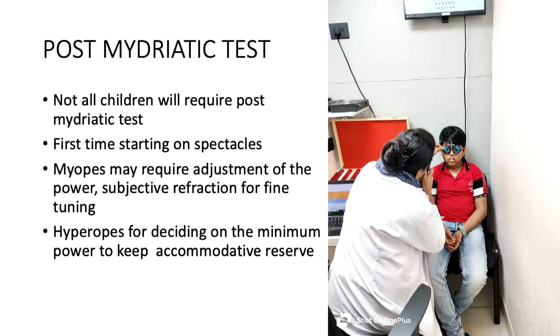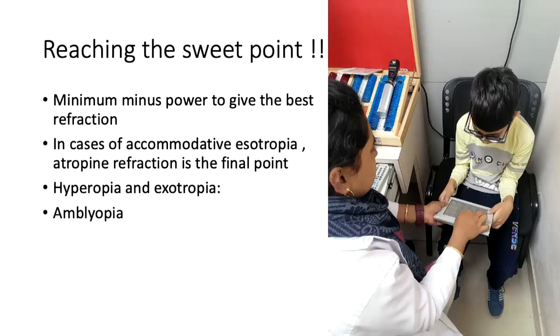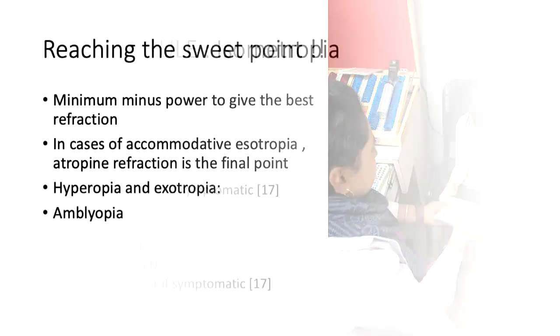Post-mydriatic test is required when you are giving the glasses for the first time to children, when you do a fine-tuning with a subjective refraction. For hyperopes, if the child is not symptomatic, then you would like to give a minimum power, if required. Reaching the sweet point, we have to give the minus power which gives the best refraction and best visual acuity, and doesn't overcorrect the patient. In cases of accommodative esotropia, atropine is our final point, and in amblyopia, we have to think.